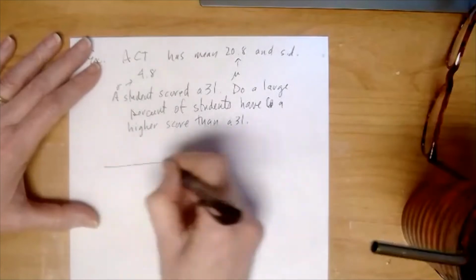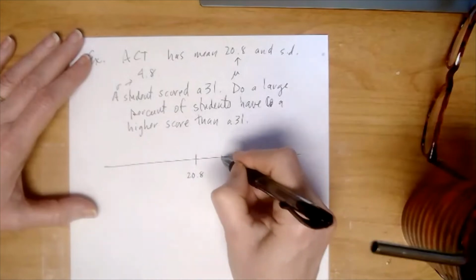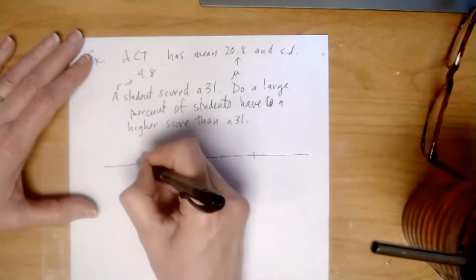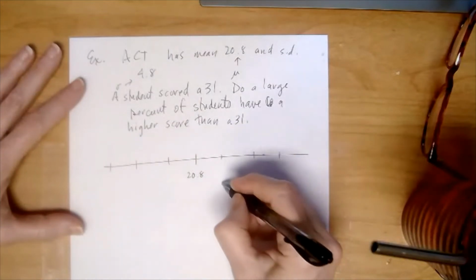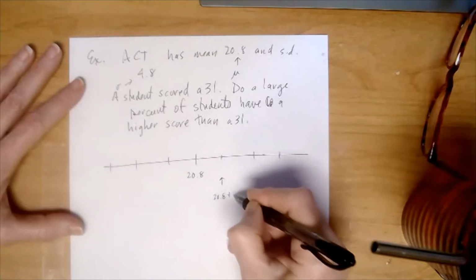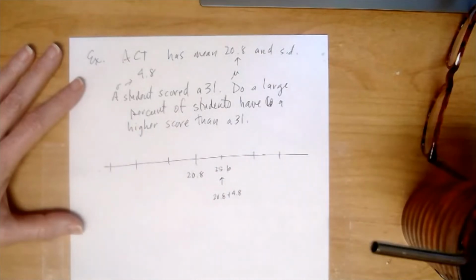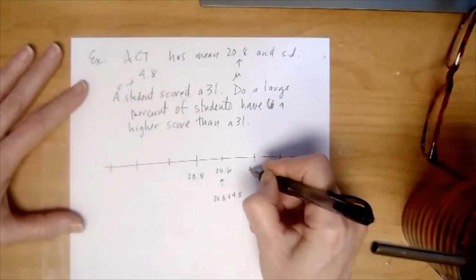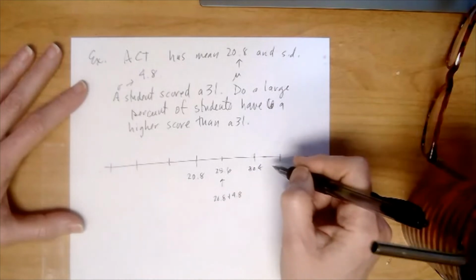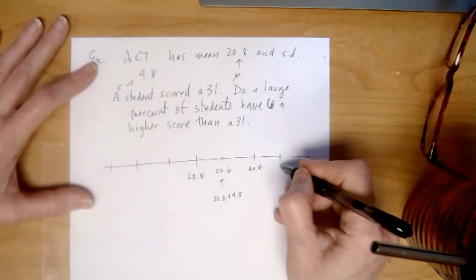All right, so I'm going to make an interval. I'm going to start with mu in the middle, so I have mean 20.8. And I'm going to add 2 standard deviations and subtract 2. I can do 3 as well. So this right here is going to be 20.8 plus a standard deviation, 4.8. That's going to give me 25.6. And I'm going to add another 4.8 to that, and that's going to give me 30.4. And I'm going to do another one, and it'll be 35.2.